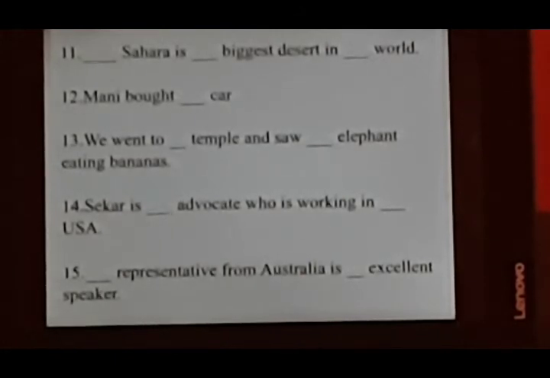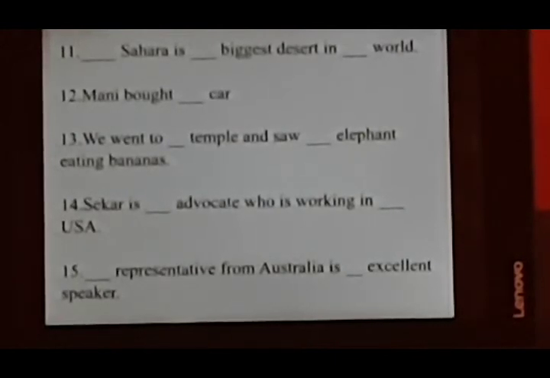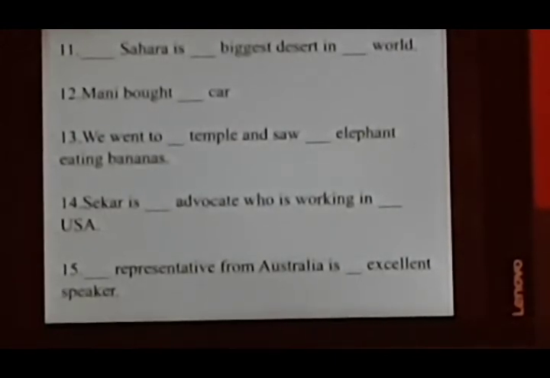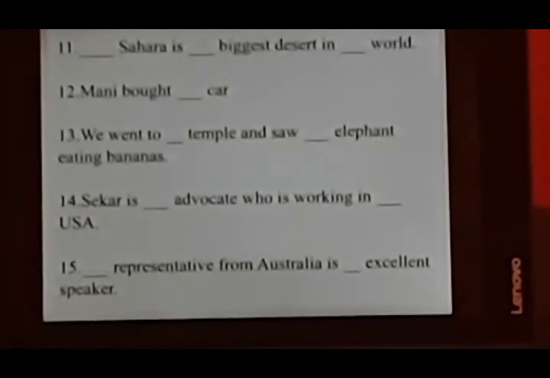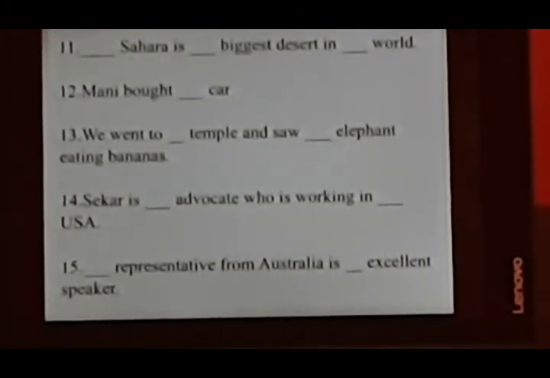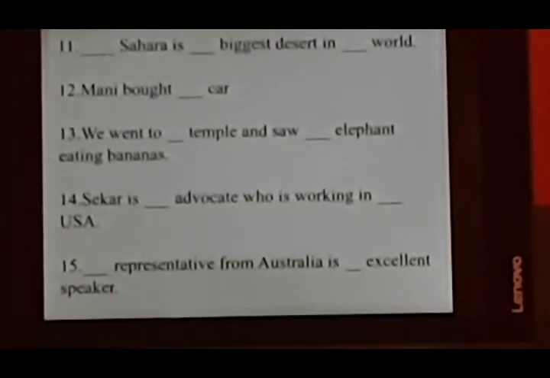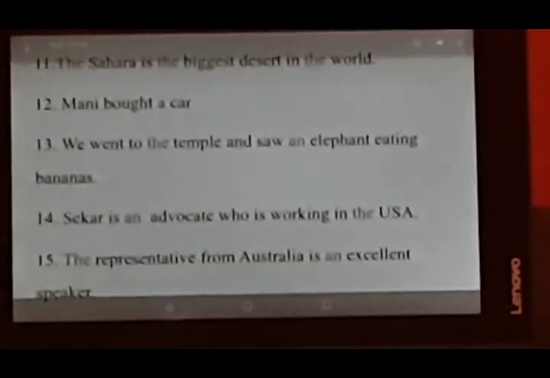Money bought a car. We are talking about any car here. We went to a temple: if we are talking about a specific temple, that means we use the here, but if we are talking about any temple, then we use a here. We went to the temple and saw an elephant eating bananas. Shekhar is an advocate who is working in the USA. The representative, here we are talking about a specific representative from Australia, is an excellent speaker.